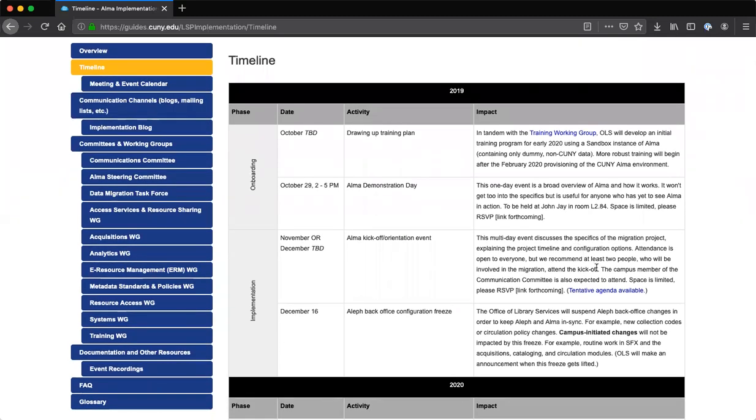And then the Alma kickoff event, we're going to try to record at least this session. We will see how that goes. This will be, again, based on the space that we have available and the accommodations that they will be able to provide us. So the demo day will be live streamed, recorded and shared. The invite will go out later today. And the kickoff event will be announced when we have a room for the multi-day event.